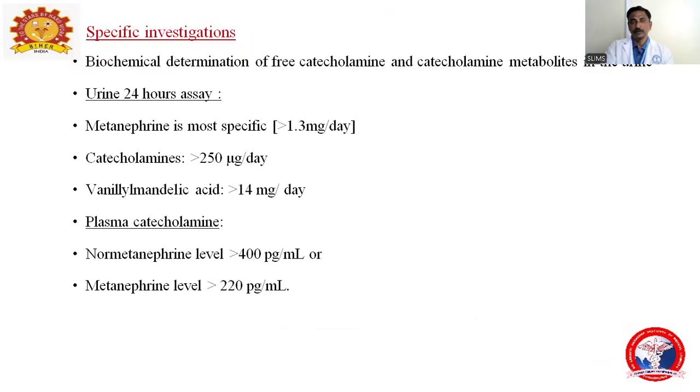Specific investigations for pheochromocytoma include biochemical determination of free catecholamines and catecholamine metabolites. 24-hour urine assay includes metanephrine, which is most specific, followed by catecholamine and vanillylmandelic acid. Plasma catecholamines: a normetanephrine level greater than 400 picogram per ml or a metanephrine level greater than 220 picogram per ml is suggestive of pheochromocytoma.